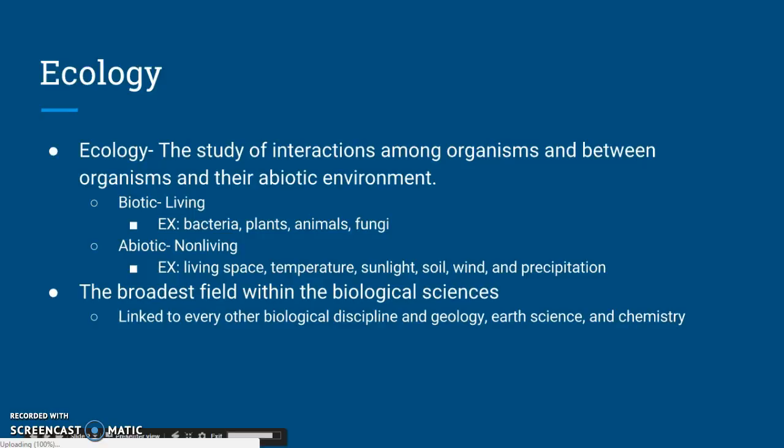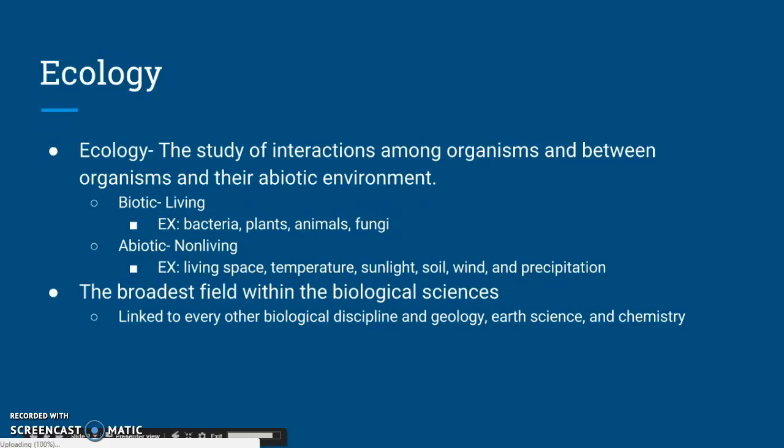Anything biotic is living, so bacteria, plants, fungi, animals, anything that meets those 7 characteristics of life. Abiotic is non-living. So when you think about this, you need to think about something that truly has no life within it. So living space, temperature, sunlight, soil, wind, and precipitation are some. You can also talk about nutrients. It's kind of unlimited as long as it's not living.